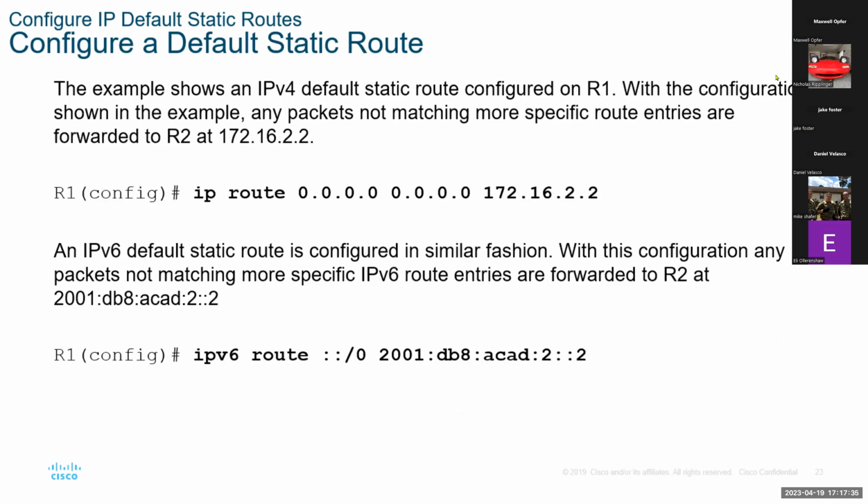The example shows an IPv4 default static route configured on R1, with the configuration shown in the example, for any packets not matching more specific route entries forwarded to R2 at the IP address. R1 has the ip route, and then quad 0. An IPv6 default static route is configured in similar fashion. Any packets that do not match a more specific route go to R2, and then you see that bottom section there for the same.